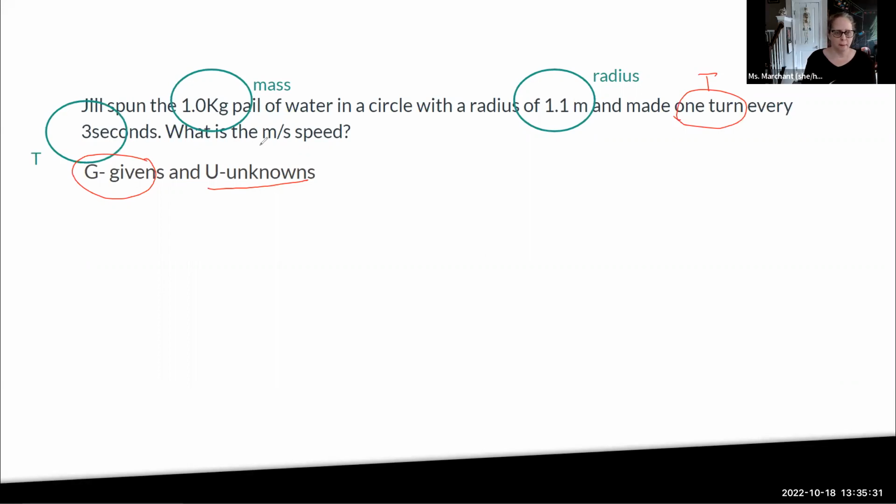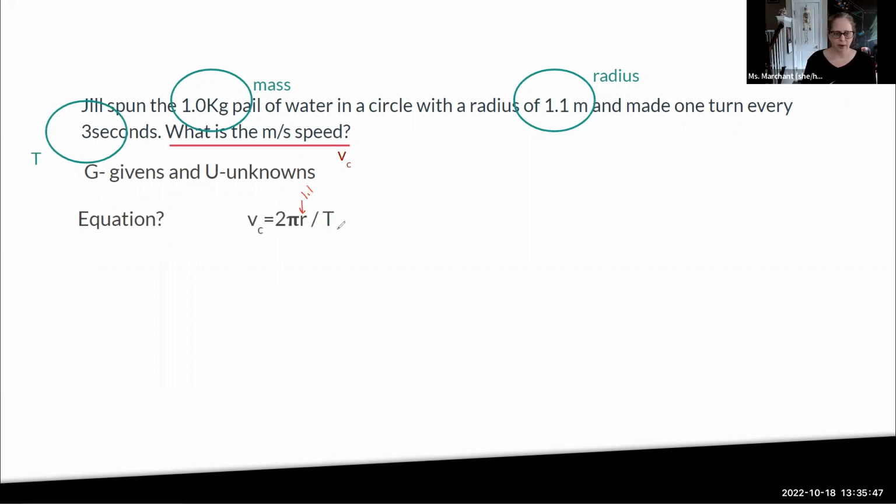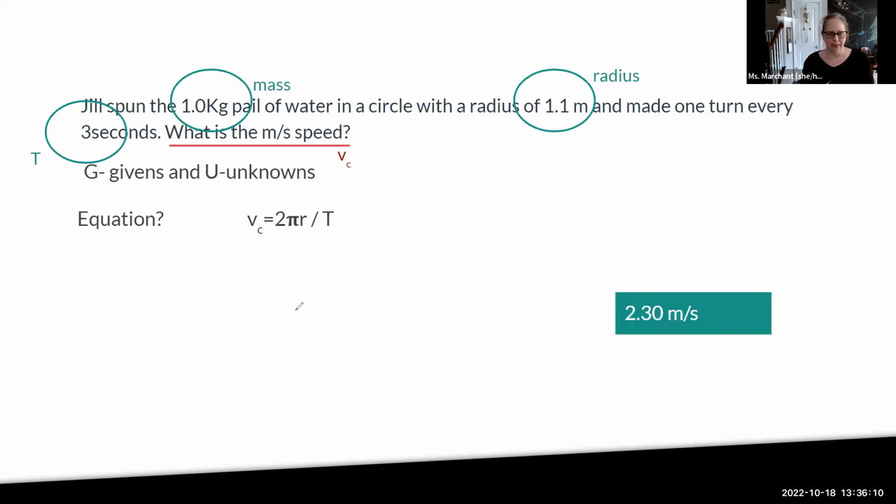And what are we looking for? Meters per second, speed. So that's us looking for that velocity there. So what's my equation for velocity? v equals 2 pi r over T. Do I know my radius? Yep, 1.1. Do I know my period? Yes, 3. Plug it in there. When you do this, use the pi in the calculator. Do not use 3.14. It's not accurate enough for some items. And then report to 2 decimal places, just like always. So you would get an answer of 2.30 meters per second.